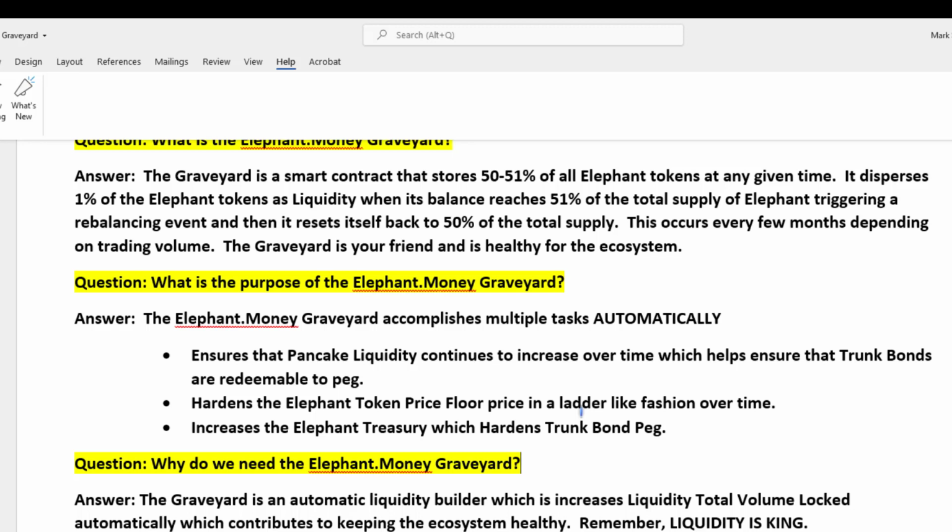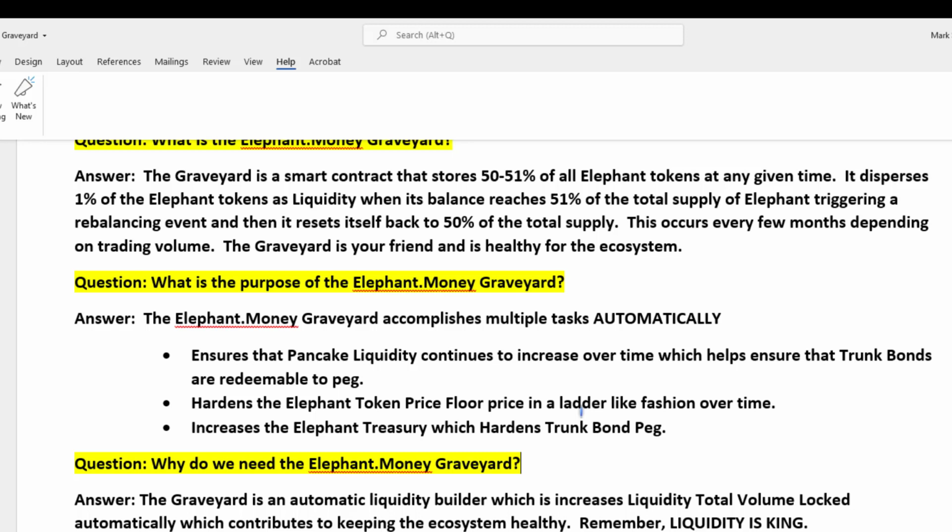So what is the purpose? It ensures that Pancake liquidity continues to increase over time, which helps ensure that Trunk bonds are redeemable to peg. So you have a vested interest in this. This is a good thing. It hardens the Elephant token price floor in a ladder-like fashion, and I'll show a chart with that a little later down the page. And you're like, what do you mean the price dropped?